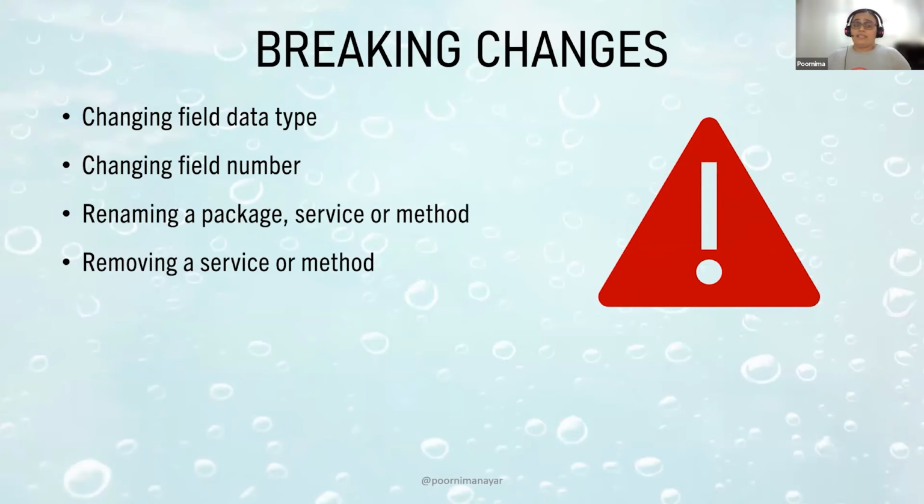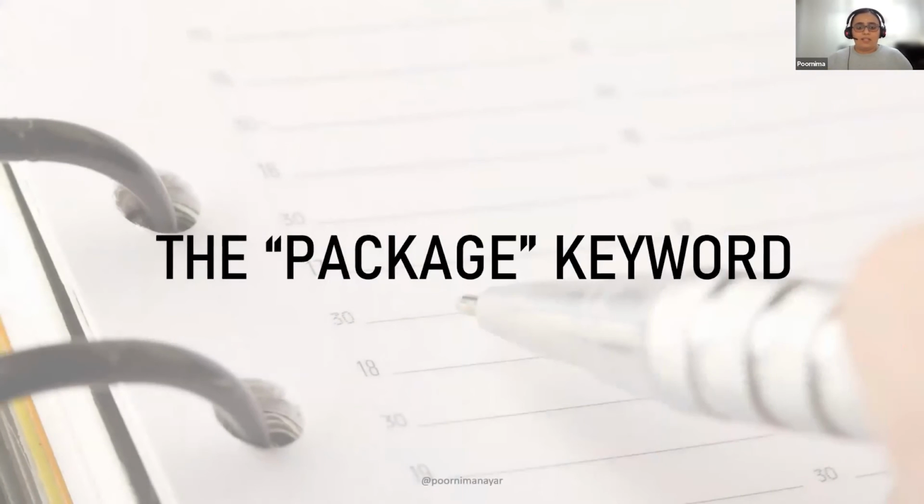Changing the field data type could be a breaking change at some point. This can break the clients out there. Changing the field number can be a breaking change. It can break the clients out there. Renaming a package, a service, or a method can be a breaking change. Removing a service or a method is again a breaking change. So that brings us to the package keyword and why it is important.